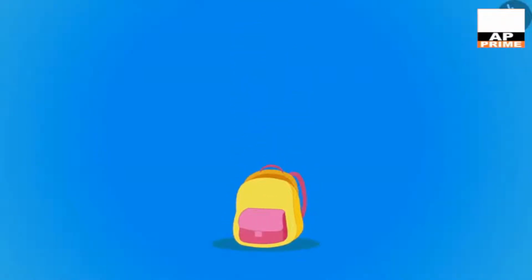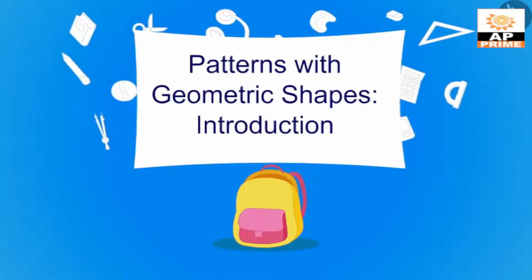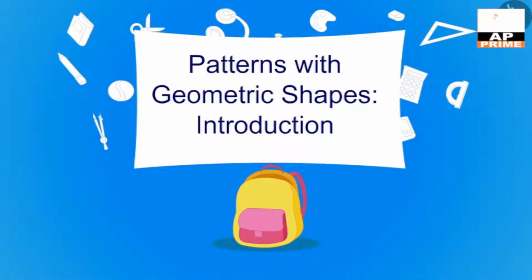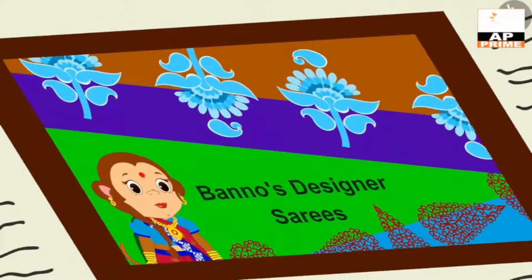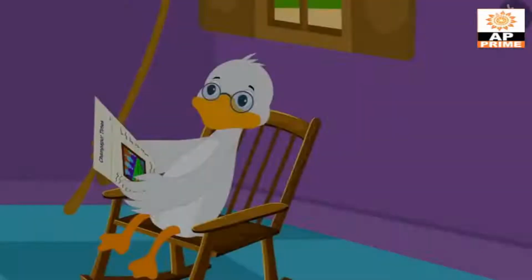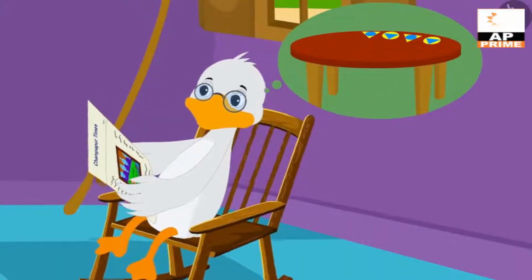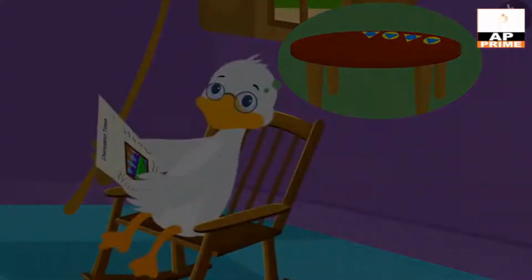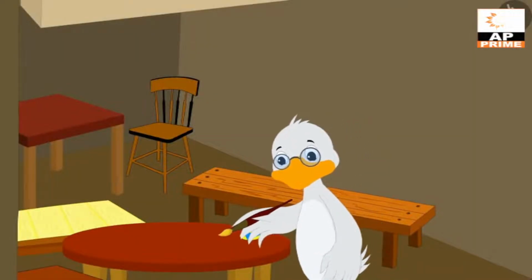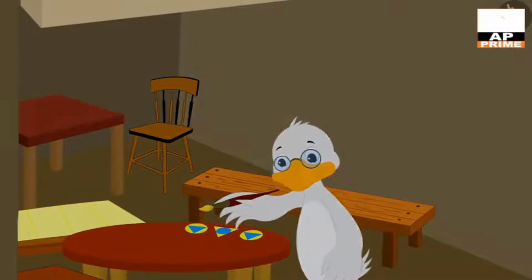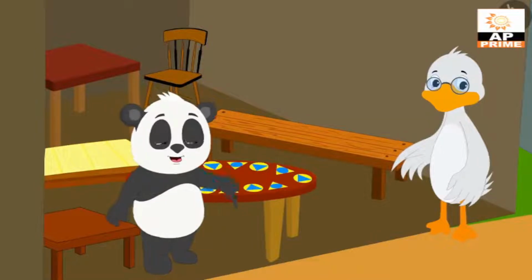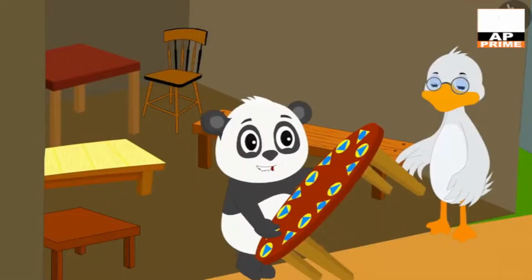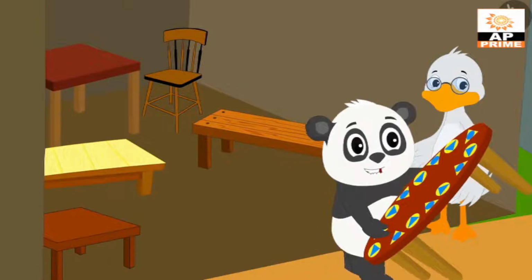Hello children! In this video, we will learn about patterns with geometric shapes. Seeing the pattern of Banno's saris becoming famous, Uncle thought, why not make a pattern on his desk too? Uncle created such a pattern using geometric shapes on his round table. Golu came to buy the table at Uncle's shop and he liked the table very much. Golu immediately bought the table from Uncle.